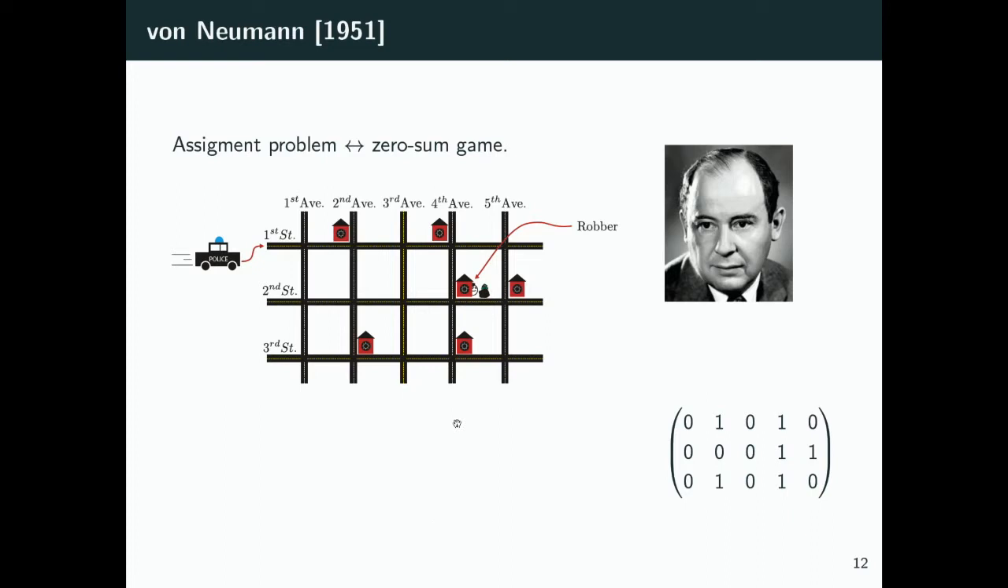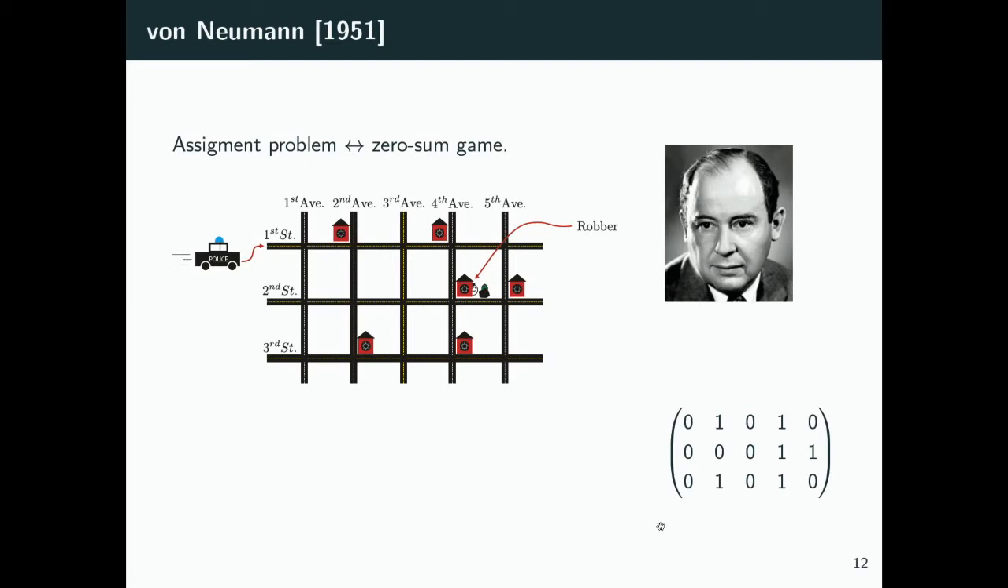So we have some streets in Manhattan, let's say, and at certain intersections there are safe houses. And there's a cop and a robber. The robber needs to choose a safe house to hide in, and the cop is going to choose one of the streets or avenues to drive down. The cop wins the game if he drives down the street where the robber is hiding. So in this case, if he drove down 2nd Street or 4th Avenue, since the robber's hiding right here, he would win the game.